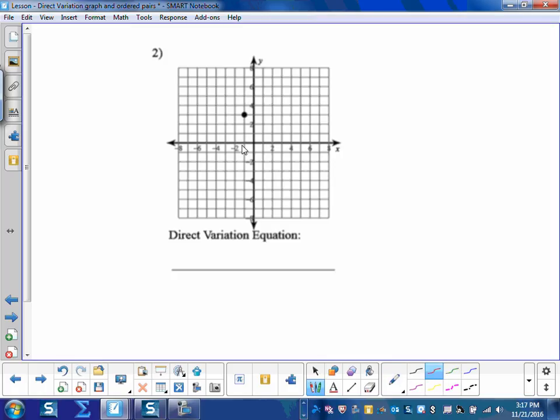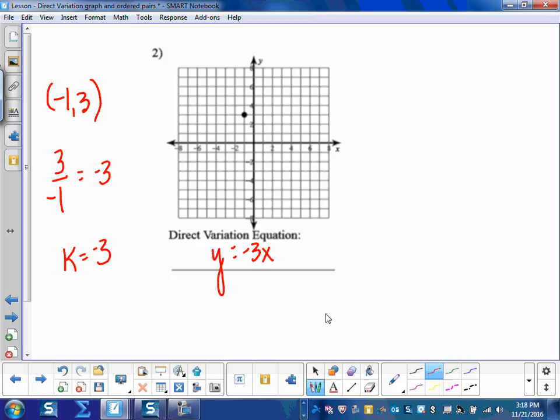Okay, the first thing I'm going to do is identify the point as (-1, 3). So y divided by x is -3. So k equals -3. So y equals -3x. So it's down 3 and over 1. Down 3 and over 1. Here's the line that goes through those 3 points.